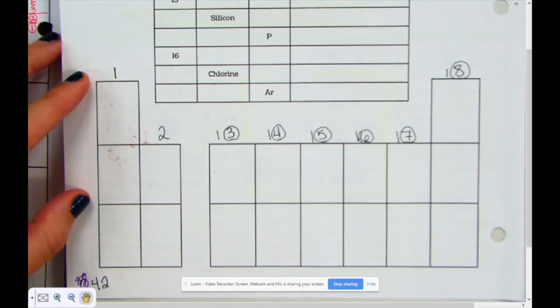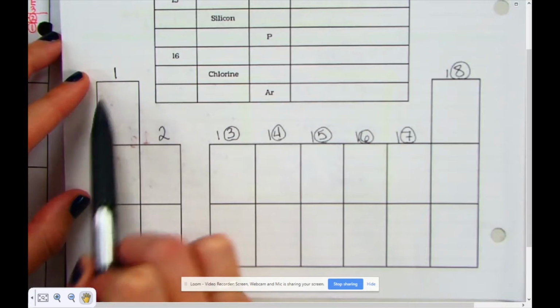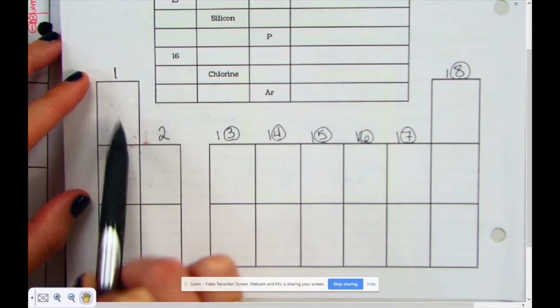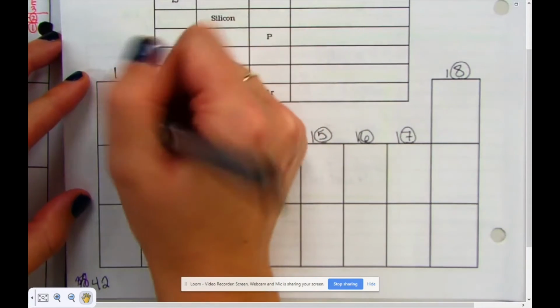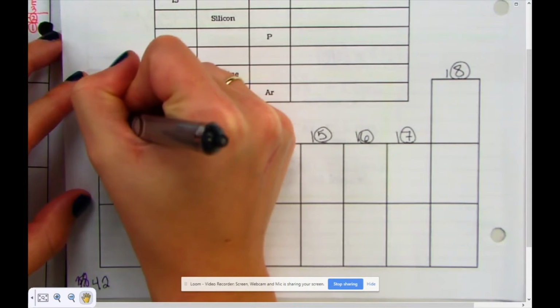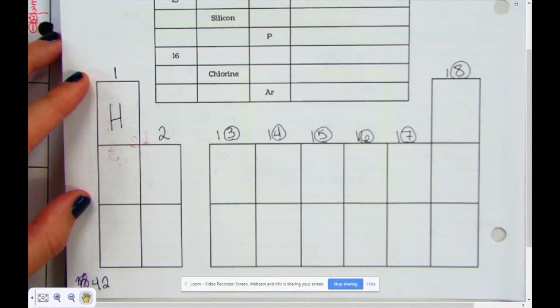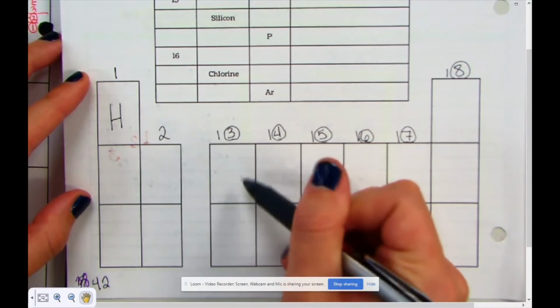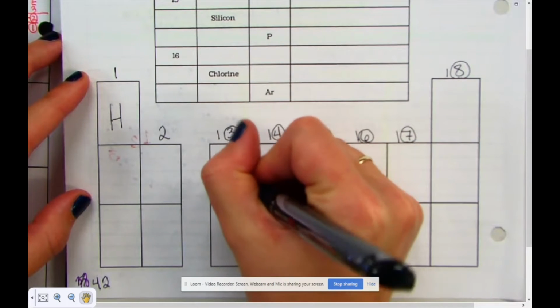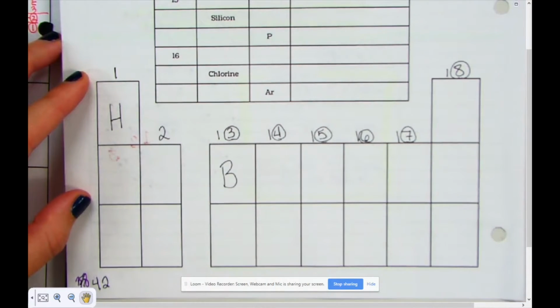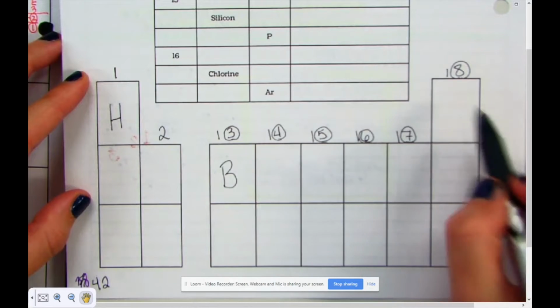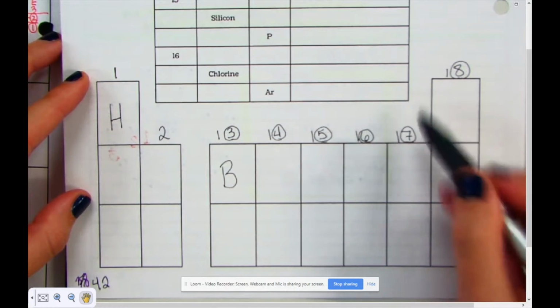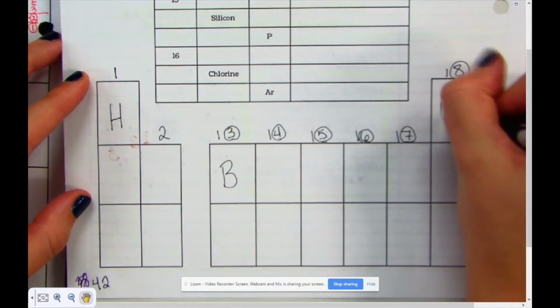I want to do 3 of these with you guys. So what element goes right here, the top of the first column? Hydrogen. So I'm going to write the symbol for hydrogen. What element goes right here at the top of 13? Boron. And its symbol is? B. And what element goes at the top of column 18? Helium. He.